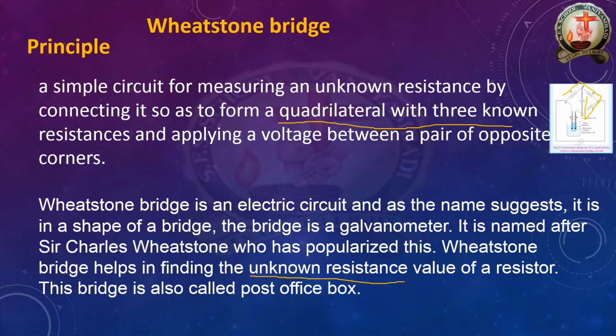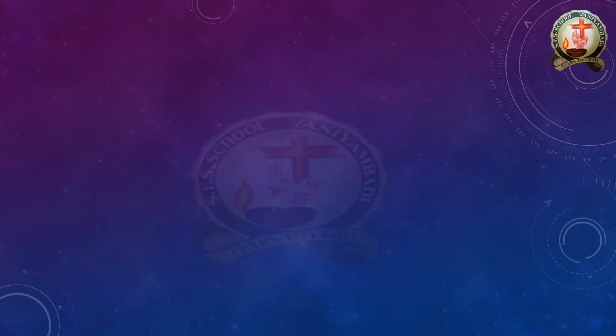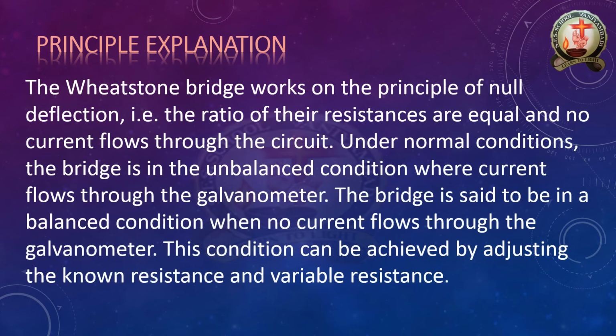But with the help of the Wheatstone bridge, we can modify the bridge like this and easily find out the resistance of this electrolytic solution. This bridge is called the post office box. Sometimes a one-mark question asks which bridge is called the post office box. That bridge comes under the Wheatstone bridge chapter. Now I am going to explain the principle. The Wheatstone bridge works on the principle of null deflection. So you can first understand what is meant by null deflection.